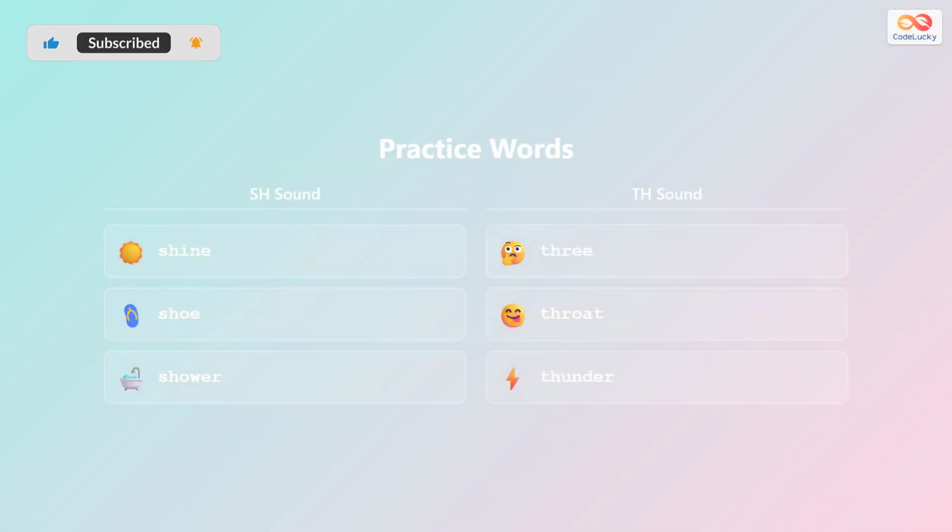Now let's practice SH and TH words. For the SH sound we have shine, shoe, and shower. For the TH sound we have three, throat, and thunder. Say each word carefully and notice how the SH words sound different from the TH words. Practice both groups several times.